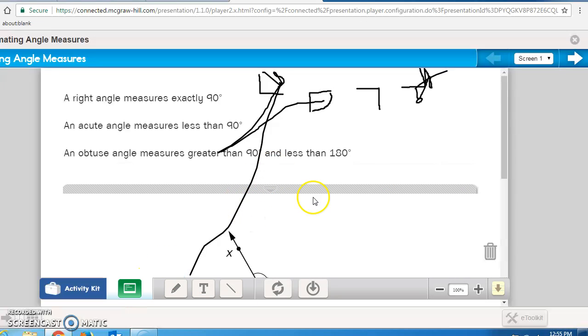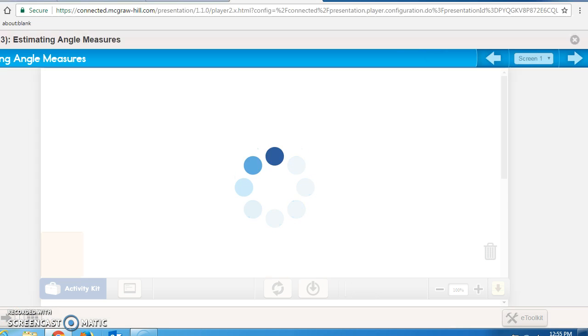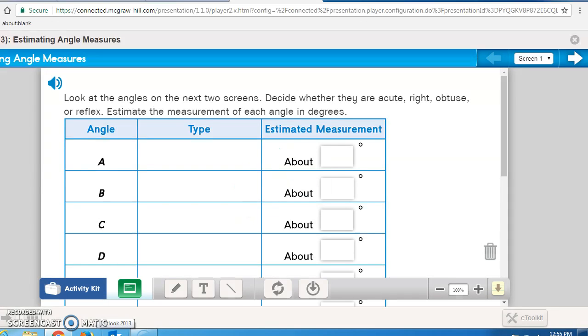And finally, a reflex angle, which I will explain a little further because right now it's not going to explain that to you. So this wants you to turn to Math Journal page 183. You're going to need to pause the recording when I get done reading the instructions because this is an assessment check-in and they are expecting me to check this when you are done to make sure that you understand it. So it says, look at the angles on the next two screens. Decide whether they are acute, right, obtuse, or reflex.